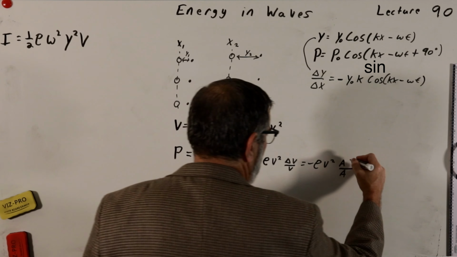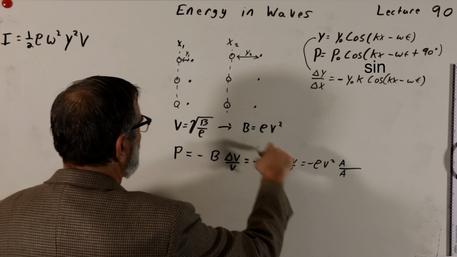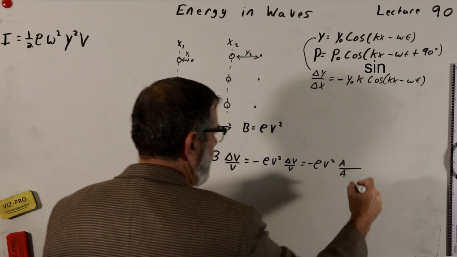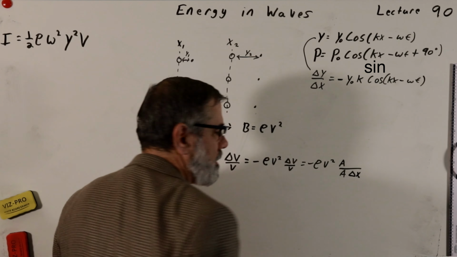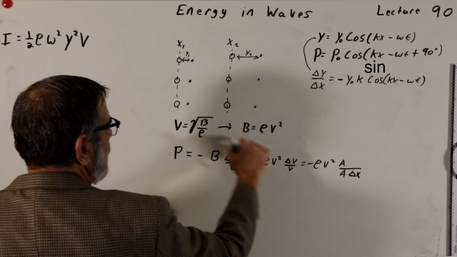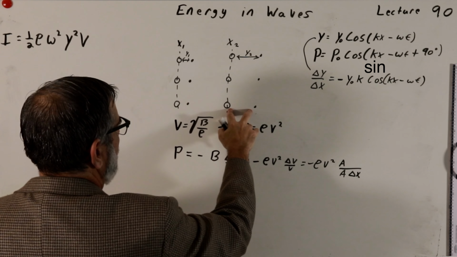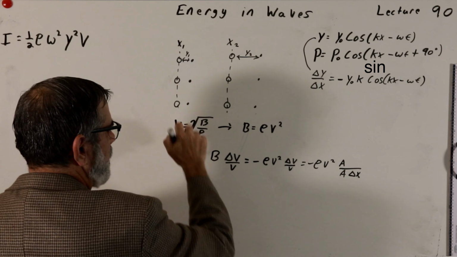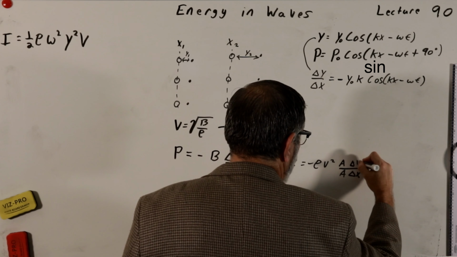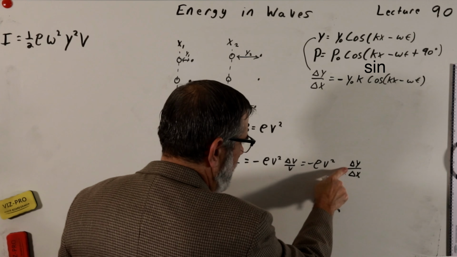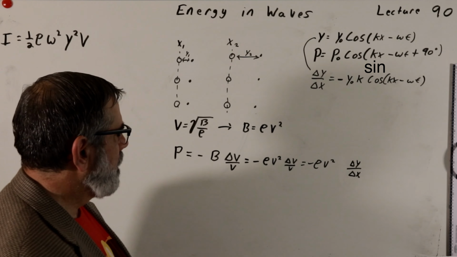The volume is this dimension here, this delta x, x2 minus x1. So let's call that delta x. And the change in the volume is this delta y you see here, so y2 minus y1, that's delta y. That's the change in the volume. And the areas cancel because it's the same cross-sectional area throughout.